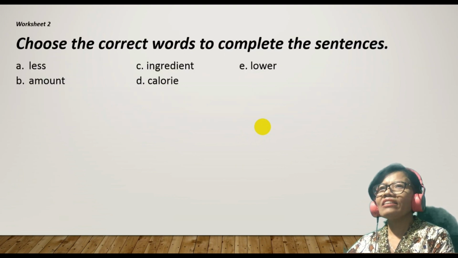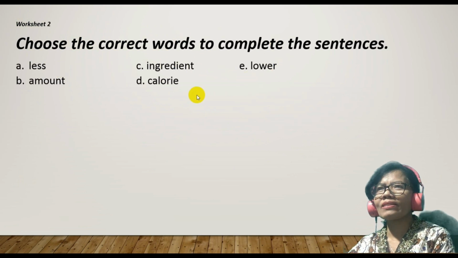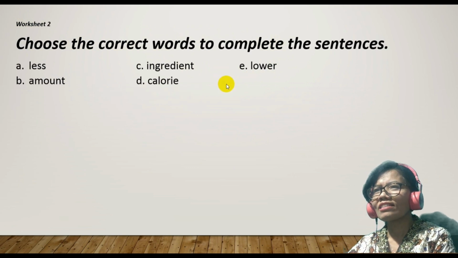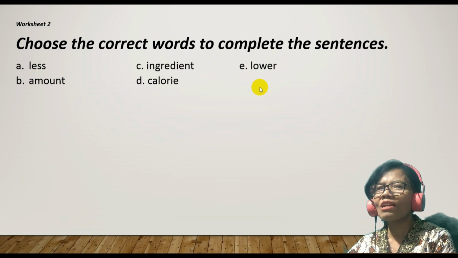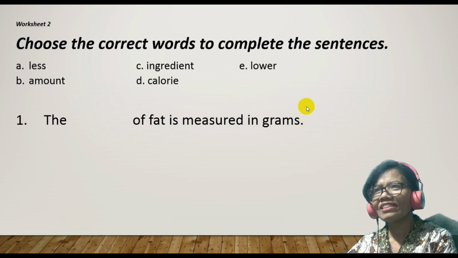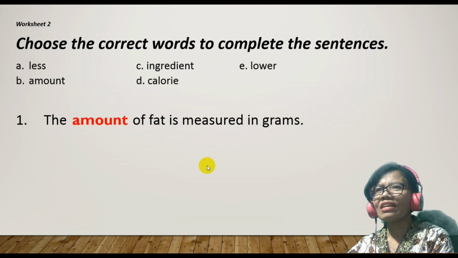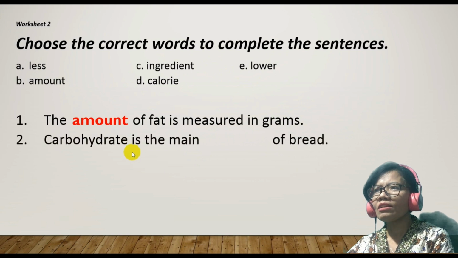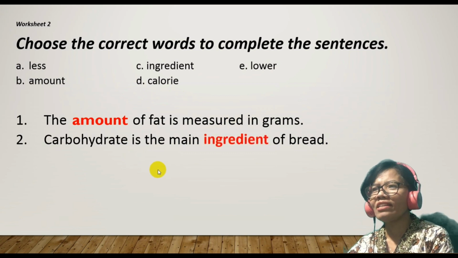Okay? Yes, students, you're going to learn about the words used in the labels. Let's do the exercise. Choose the correct words to complete the sentences from A, B, C, D, or E. Okay? Number 1. The amount of fat is measured in gram. What is it? Yes, this is the amount. Number 2. Carbohydrate is the main ingredient of bread. Correct. This is ingredient, main ingredient.